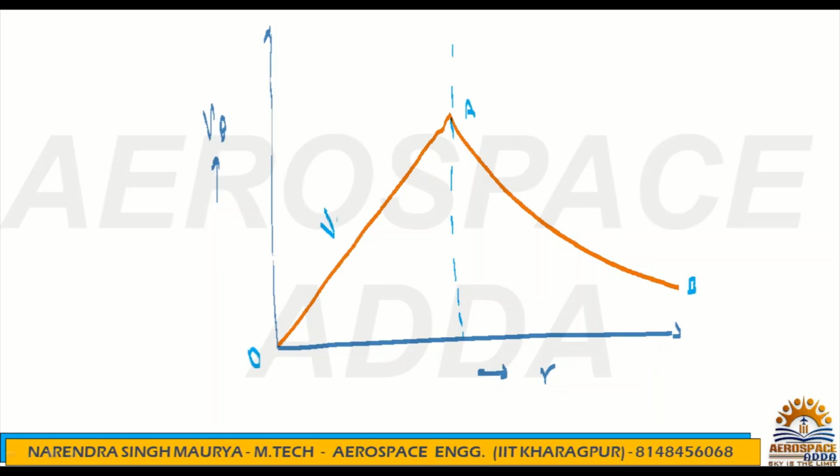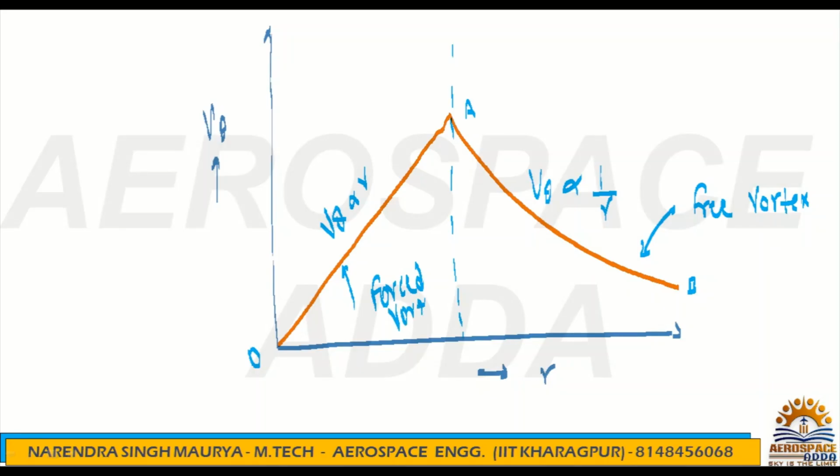Always remember, here it is v theta directly proportional to radial distance, and here v theta inversely proportional to radial distance. This is for free vortex and this is for forced vortex. Okay, this is forced vortex. You always remember this, all right?